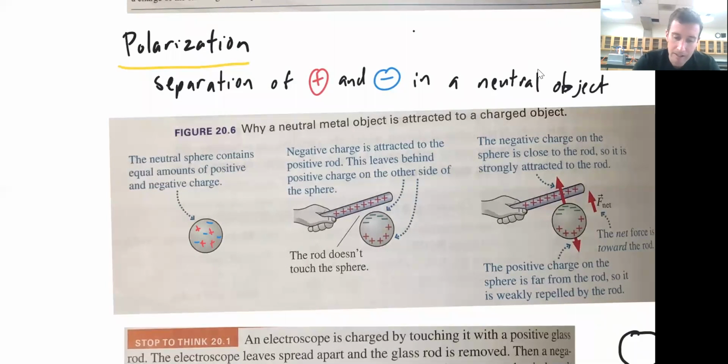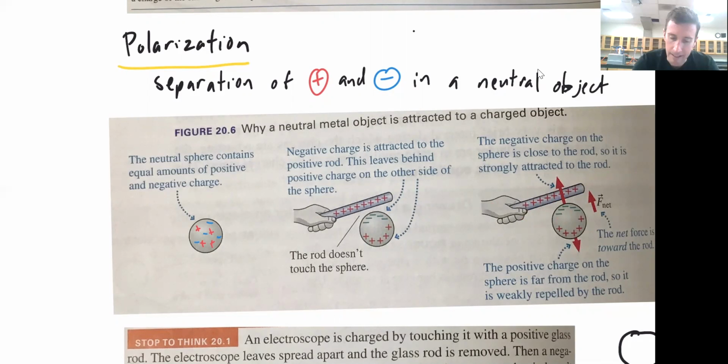However, if I bring something really positive near it, like this rod, there's a lot of positive in that rod. And since opposites attract, all of the negative charges in the ball are going to want to come over towards the positive rod. They're going to be attracted over there. That leaves the ball what we call polarized, where part of it is really negative and the other part of it is really positive. As a result, the sphere and the rod are attracted to each other because the positives and the negatives attract.